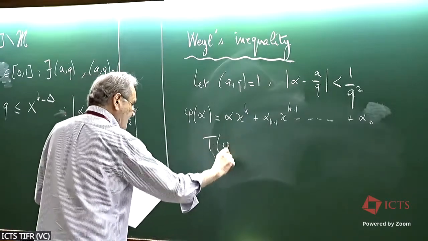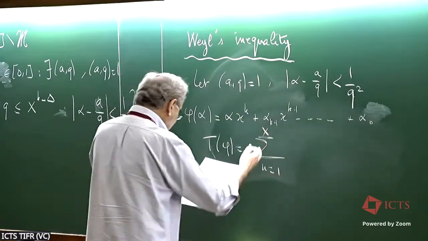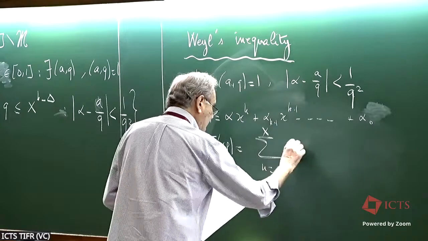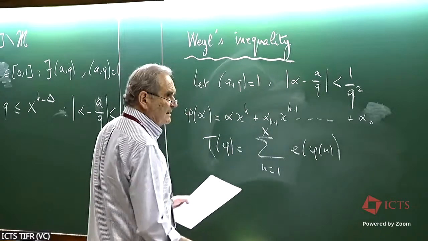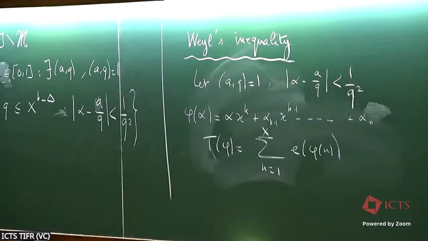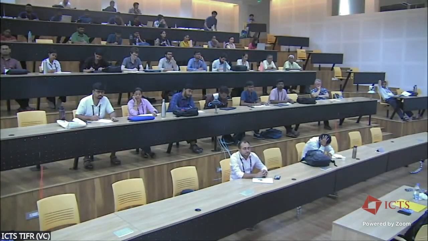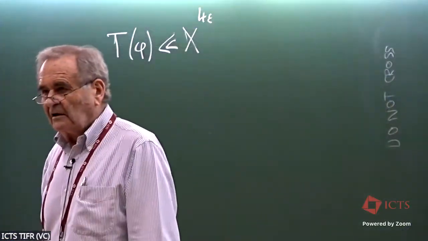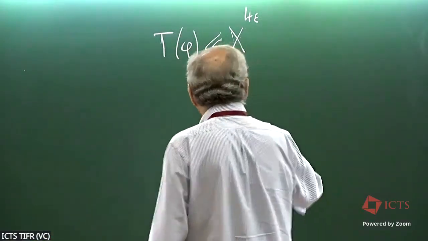And you take T of phi, which is just the sum from n is equal to 1 to x. In some way, x is a free parameter now, but E of phi of n. And then what you get is the following. I will say that T of phi is less than x to the 1 plus epsilon. So x is the trivial upper bound. You have x terms with modulus 1 in your sum. Epsilon is something you are losing because there will be some divisor function. There will be a few things like that.